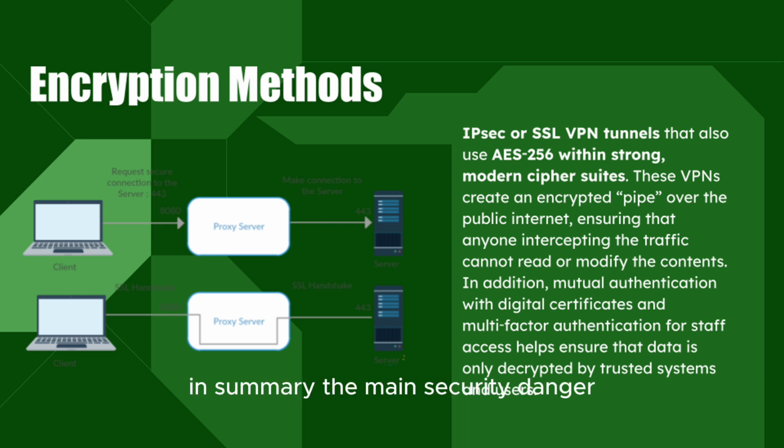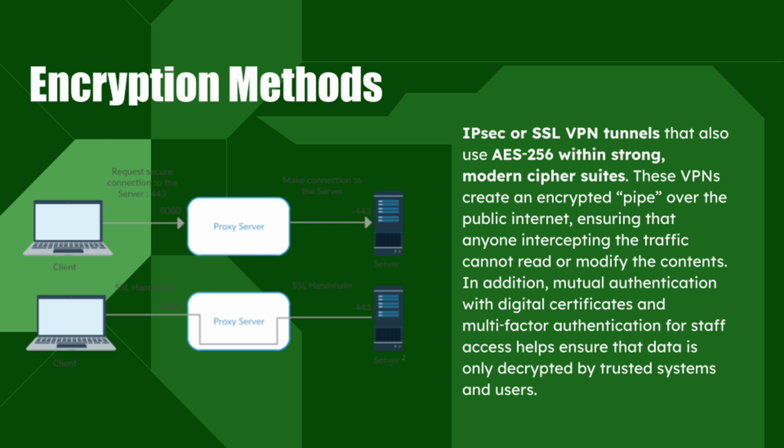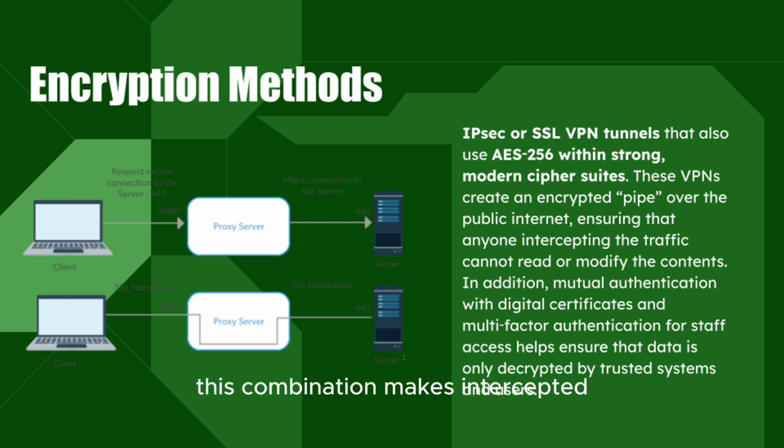In summary, the main security danger is that an attacker gets into the internal network and reaches unencrypted or poorly protected data by abusing vulnerable devices or stolen logins. The required countermeasure at the transport level is end-to-end encryption using TLS 1.3 with AES 256 and strong key exchange, for all patient-related communications, backed up with AES-based IPsec or SSL VPNs. When traffic crosses untrusted networks, this combination makes intercepted traffic effectively useless to an attacker and forms a critical foundation for protecting sensitive patient data in the modern hospital environment.